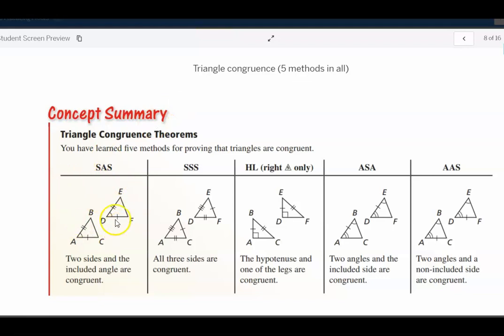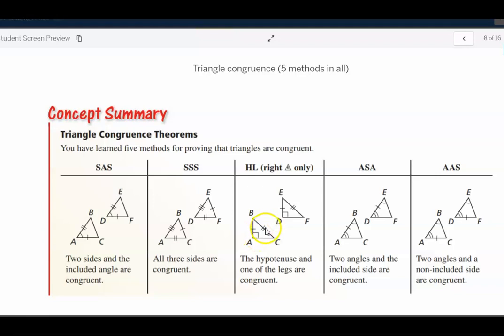So here we have side, angle, side. Remember, the angle has to be in between the two sides. Side, side, side. That's all three sides. Hypotenuse leg, we haven't talked a lot about, but this can only work if you have a right triangle. If it's not a right triangle, you can't do hypotenuse leg.